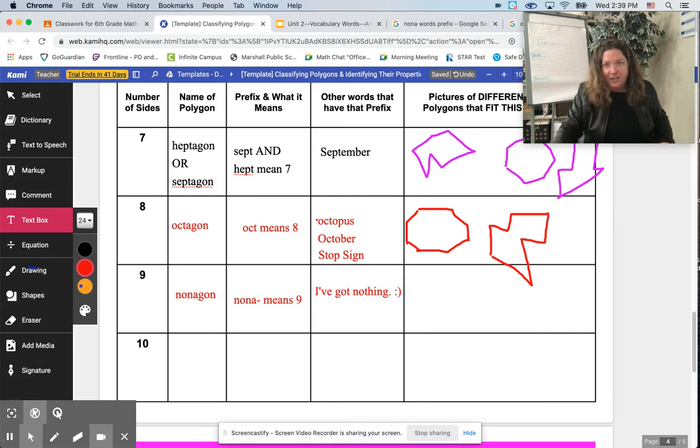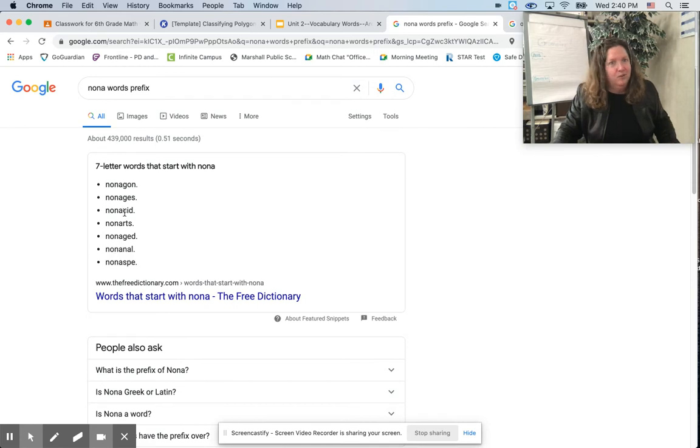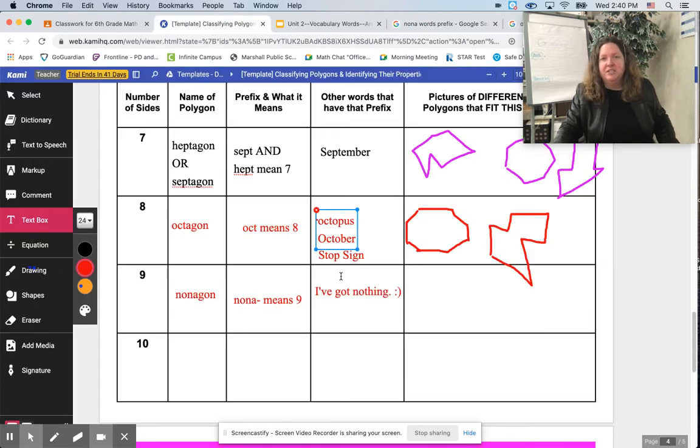All right, I tell you what, there are very few times that you will hear your math teacher say it's okay to say, I don't know. Here's an example of it. I don't know. I got nothing. So I even Googled it up like you maybe did. None of those words are going to help me. Not that they don't start with nona, but they're not words that I use all the time, and so they don't necessarily help me. So for this one, I got nothing.